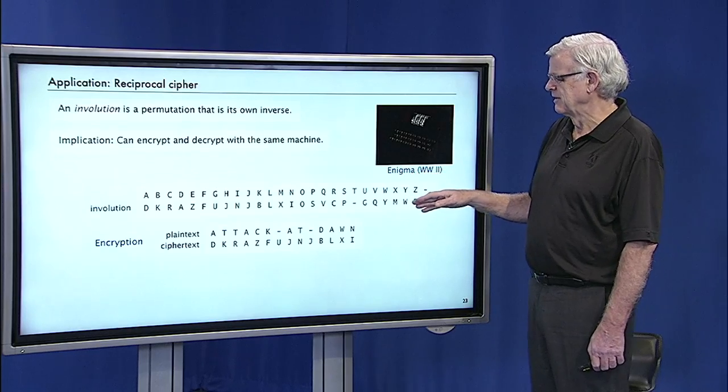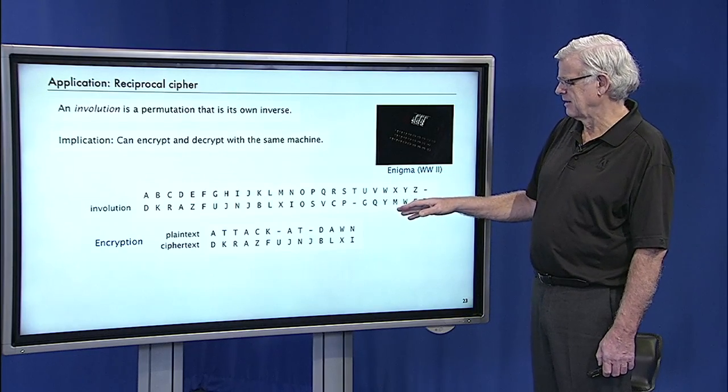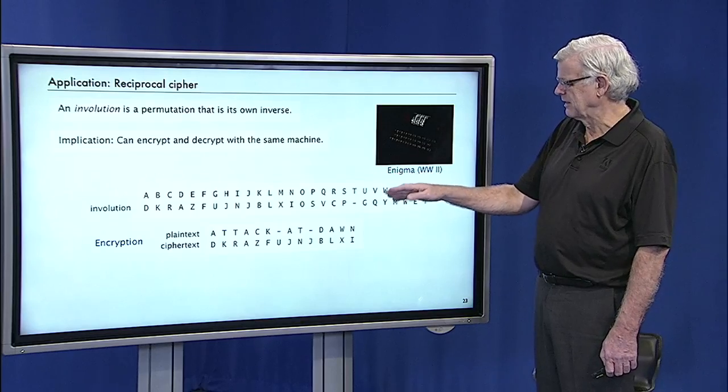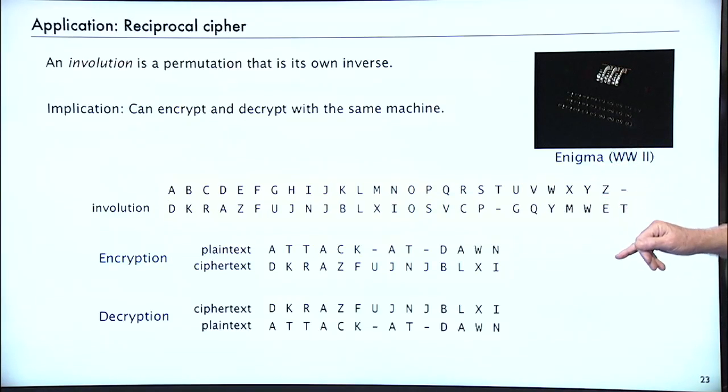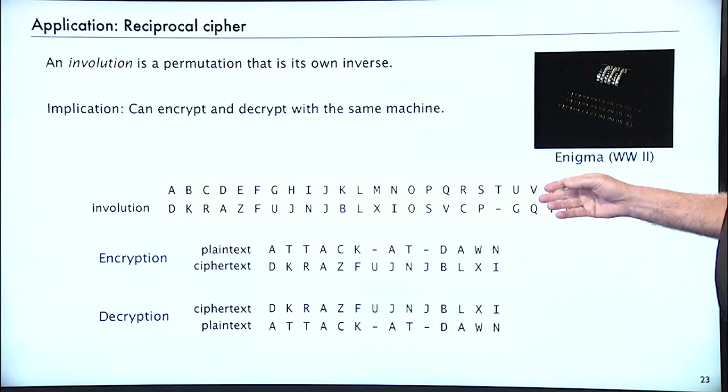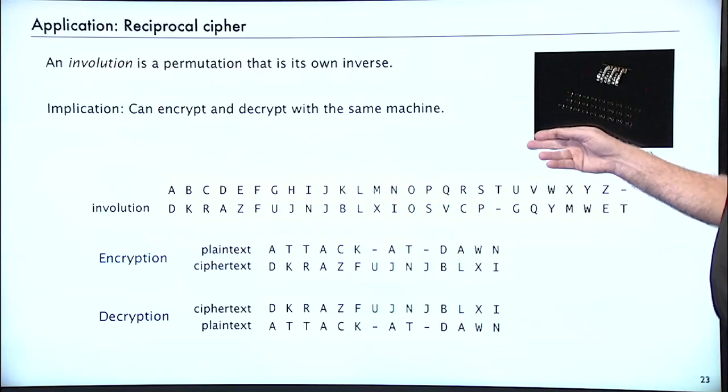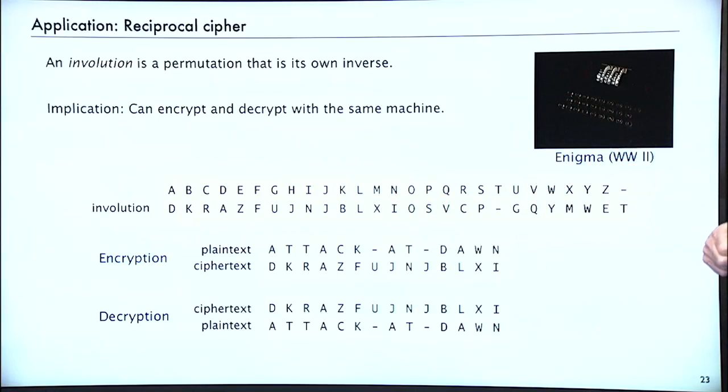So we don't need a separate table to decrypt. If we have our plain text, and then we get the ciphertext, A goes to D and so forth, then to decrypt, we use the same permutation, which is an involution. And that same thing says D goes to A and K goes to T and so forth. So an involution is a permutation that is its own inverse.